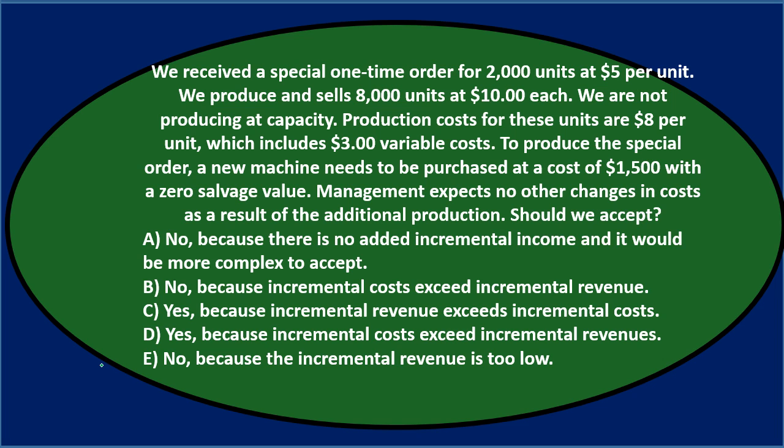All right, so let's go through this again. If you see a problem like this, you'd say, okay, there's numbers in the question. That means it might be a calculation. I don't see any numbers in the answer, so maybe it's going to be a non-calculation problem. Let's look at the final sentence. The final sentence is, should we accept? All right, so we're accepting something. Let's go to the second to last sentence. Management expects no other changes in cost as a result of the additional production. So again, no additional production, so that kind of gives us a hint of what we have here.